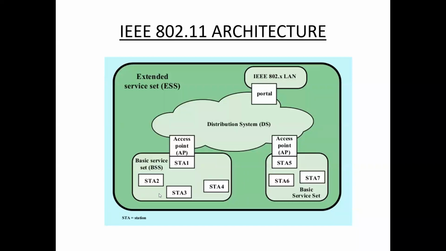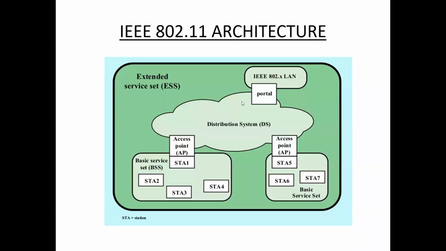Stations are the devices that are connected to the wireless network. There are two types of stations. One is access point and second one is client. Access points are generally wireless routers that form the base stations or access. Clients are computers, printers, smartphones, etc.